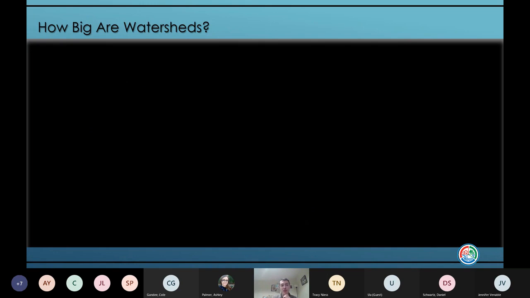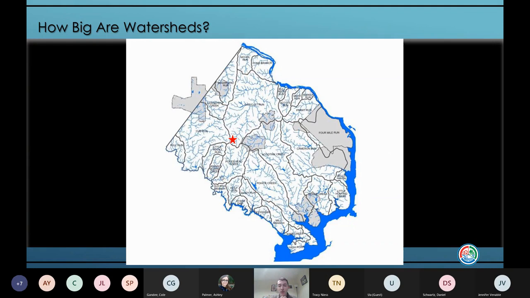So how big are watersheds? They can be very, very small. They can be as small as you really want them to be, like a puddle size, wherever water flows into a bowl. And they kind of nest within each other, kind of like Russian nesting dolls. So small ones are inside of larger ones, which are inside of even larger ones.